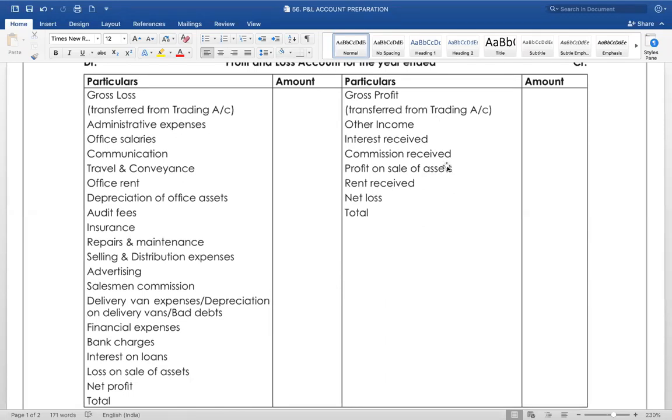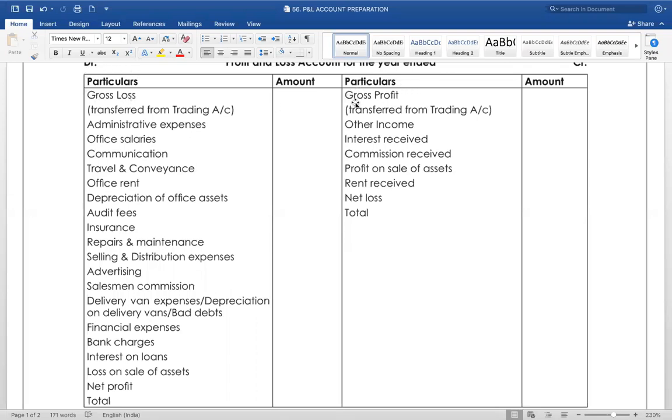Now, similarly, you can see the incomes. Here you will take incomes other than sales. Why not sales? Because sales are already taken in the trading account. And the result of the trading account is either gross profit or gross loss.